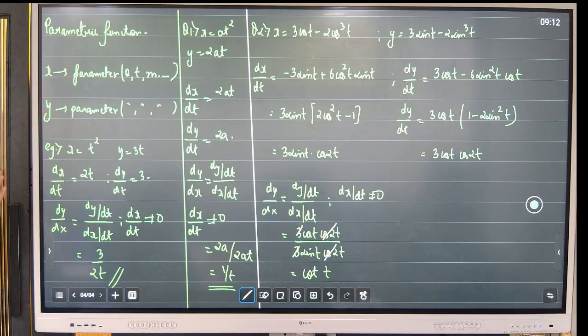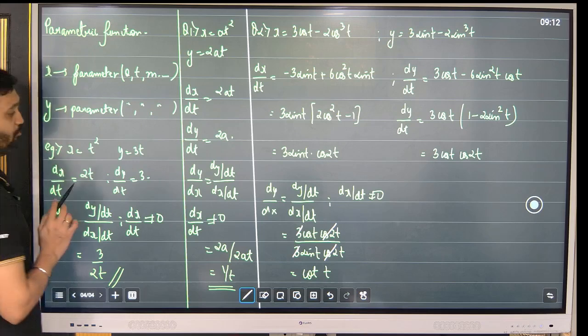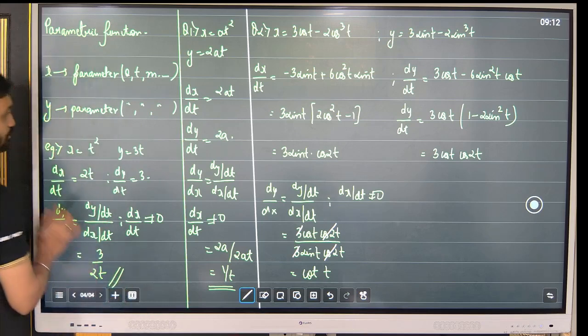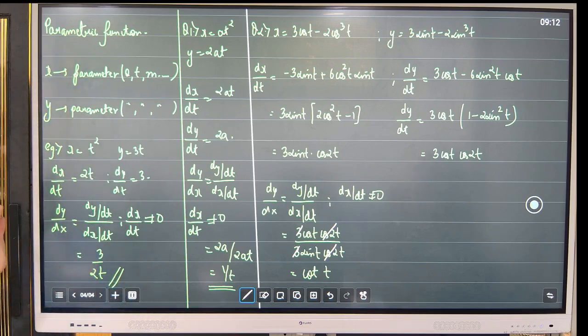All we have done is differentiated x with respect to t, differentiated y also with respect to t, and finally we found dy by dx, which is dy by dt upon dx by dt, where dx by dt is not equal to 0. Anybody has any doubts here?